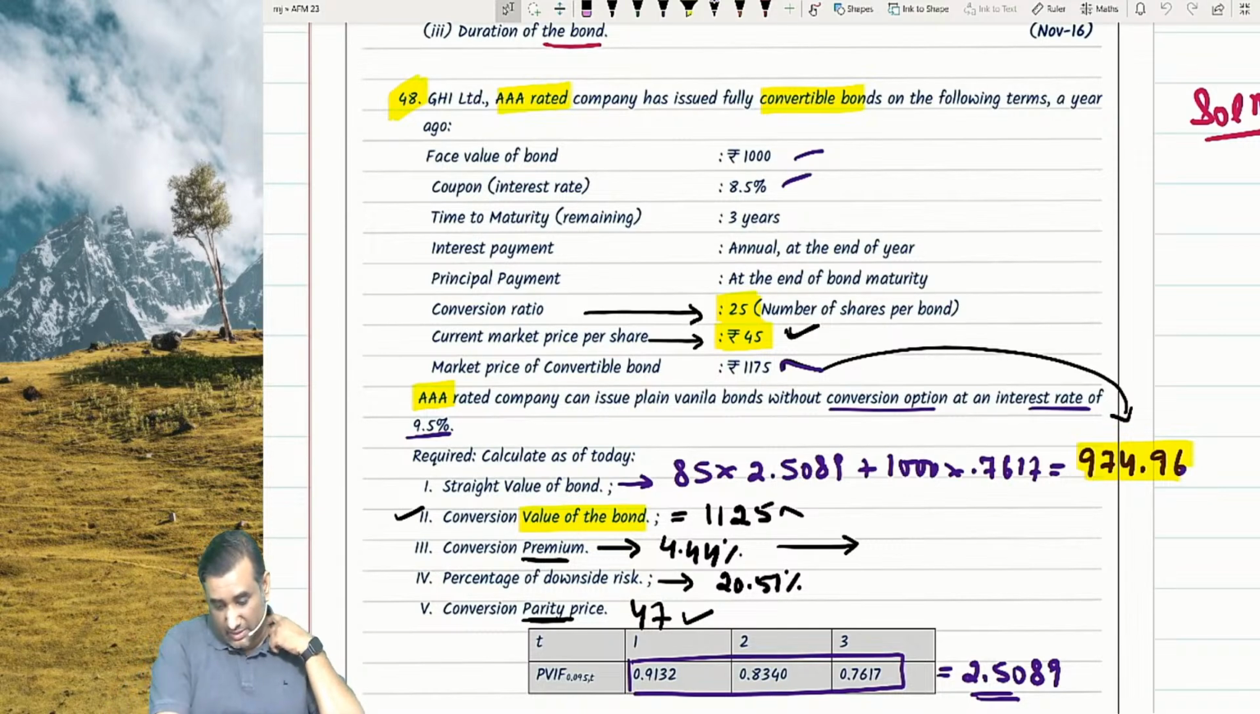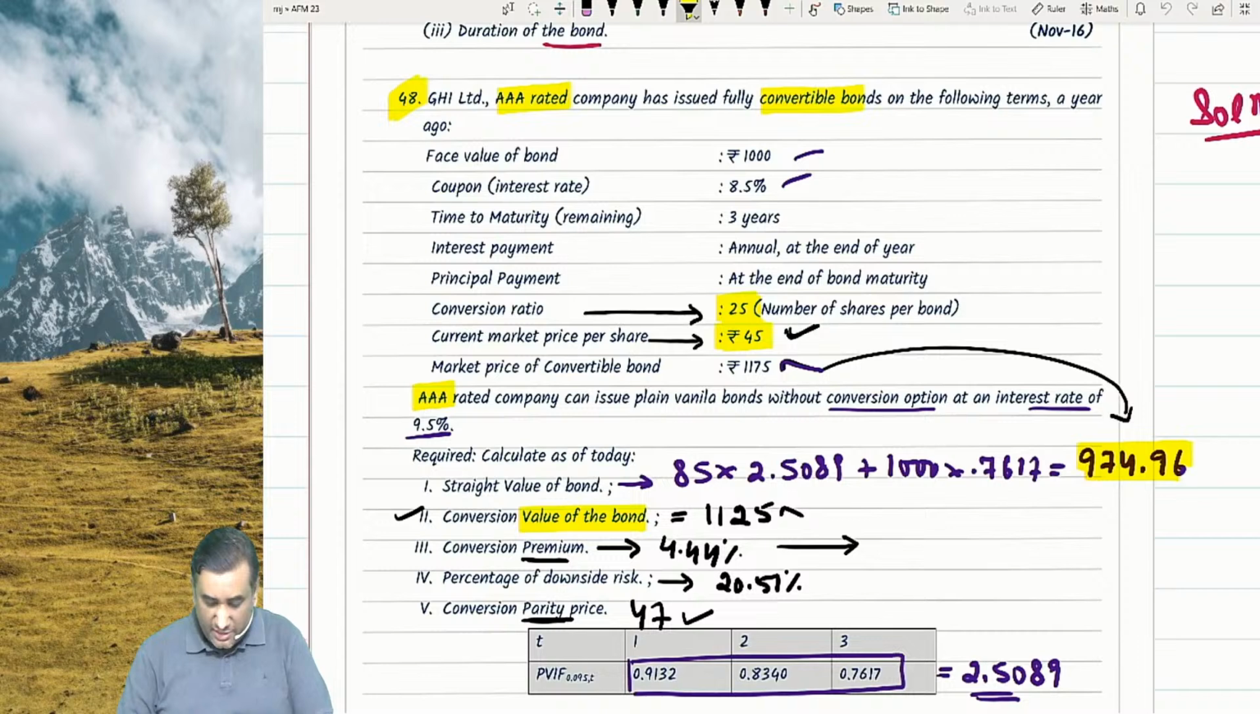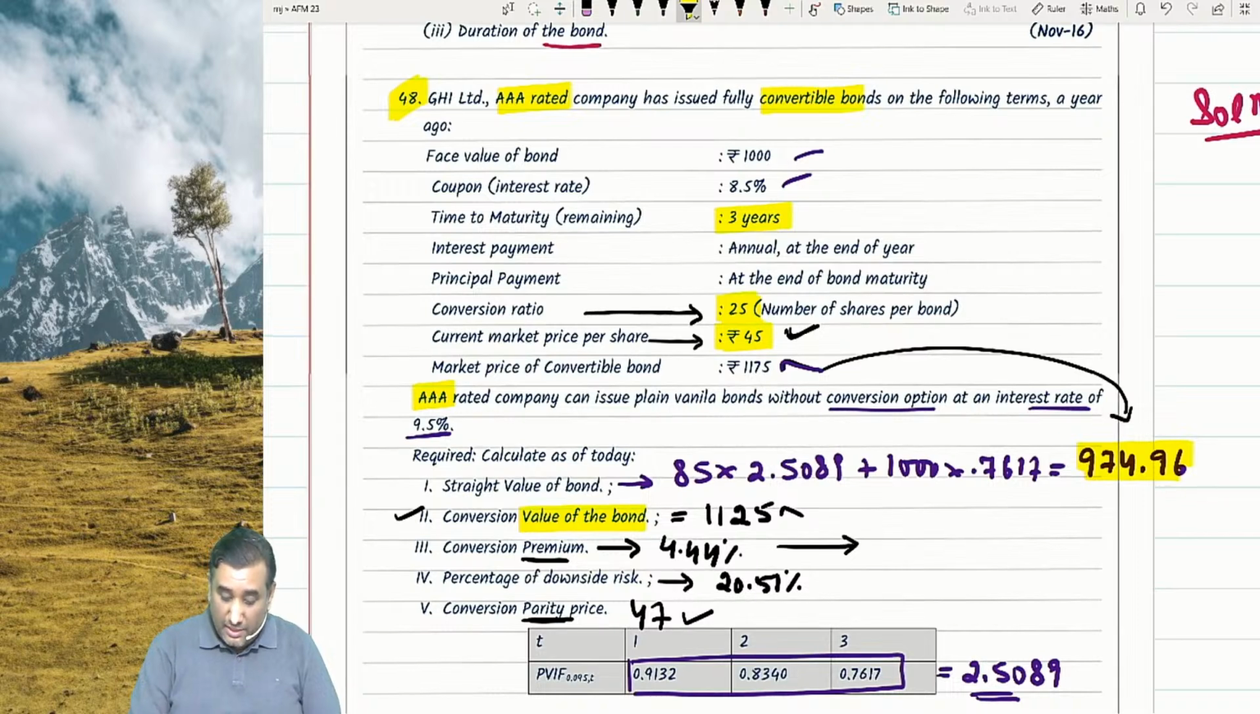The question is basically: GHI Limited, a triple rated company, has put out fully convertible bonds on the following terms a year ago. Face value of 1,000, coupon rate 8.5, time to maturity 3 years, interest payment annual at the year end, principal payment, conversion ratio. Conversion ratio is basically the number of shares per bond. Some terms are new. While discussing, I'll keep telling you what each term means.